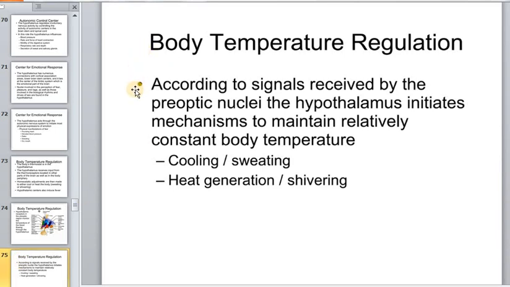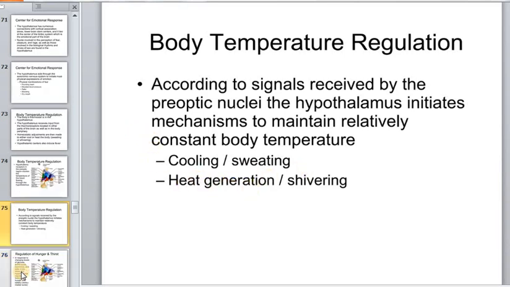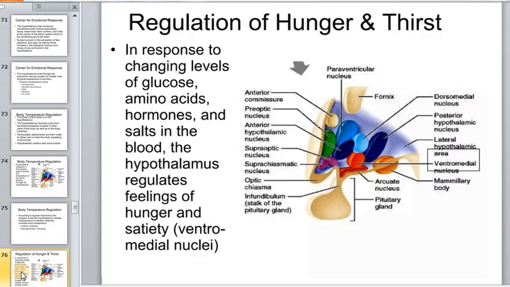Here we see that according to signals received by the preoptic nucleus, the hypothalamus initiates mechanisms to maintain a relatively constant body temperature: cooling, sweating, and heat generation, as you know. And regulation of hunger and thirst.